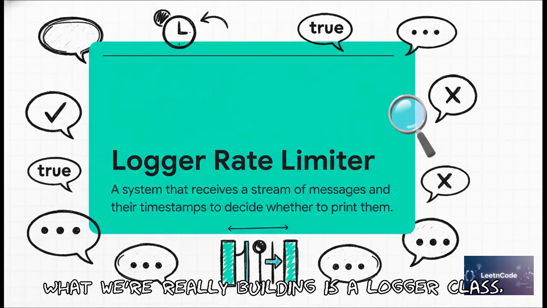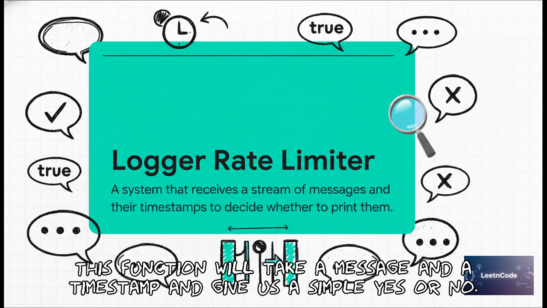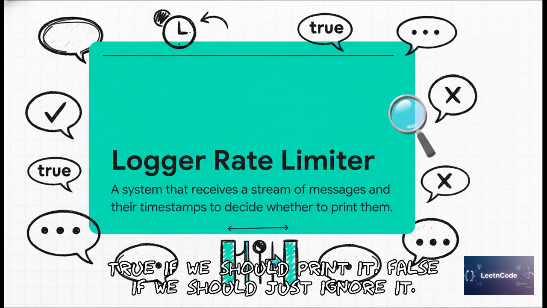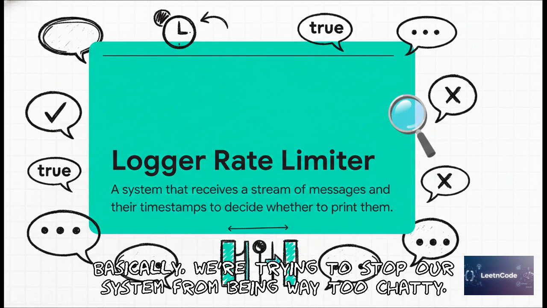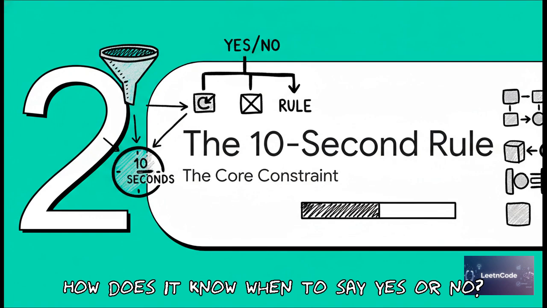What we're really building is a logger class, and it's going to have one key job, one function, should print message. This function will take a message and a timestamp and give us a simple yes or no. True if we should print it, false if we should just ignore it. Basically, we're trying to stop our system from being way too chatty. So, how does it make that decision? How does it know when to say yes or no?